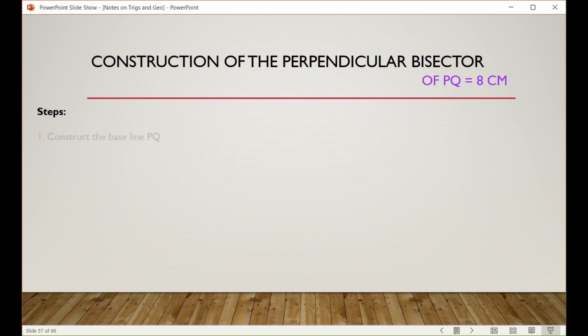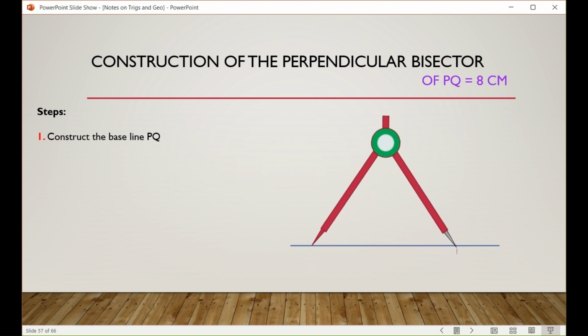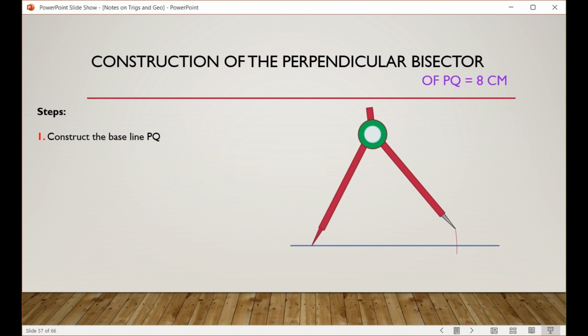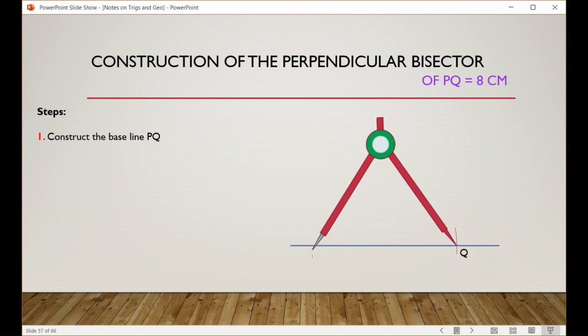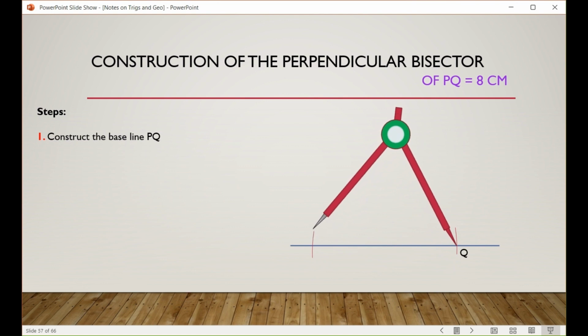What does that mean? We could start off by drawing the baseline here, of course, and drawing a line which is a perpendicular bisector. Bisector means we're going to cut it in 2 equal parts. So we're going to find the exact middle of PQ, and we're going to draw a line. But that line is not any straight line. It's a line which will be at 90 degrees or perpendicular to PQ.